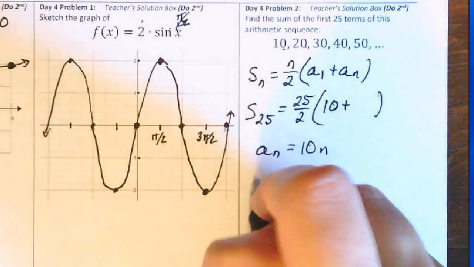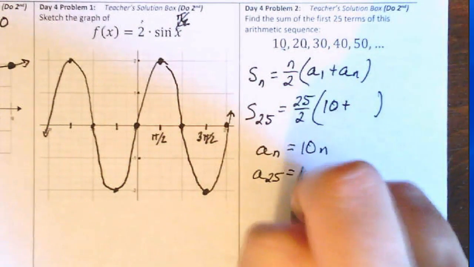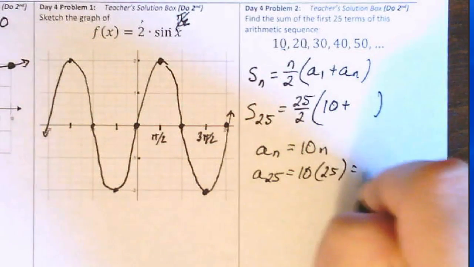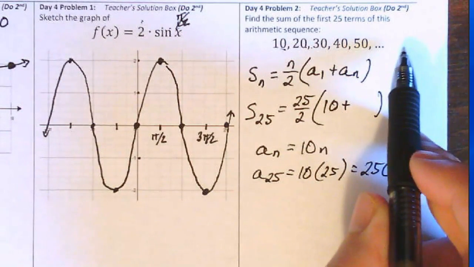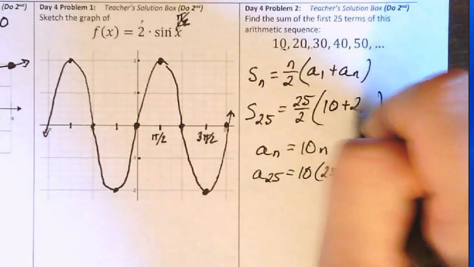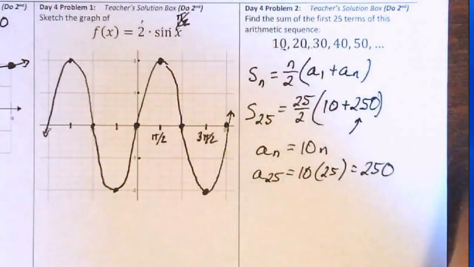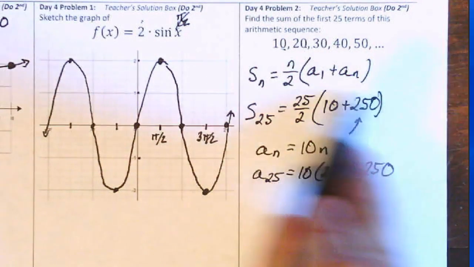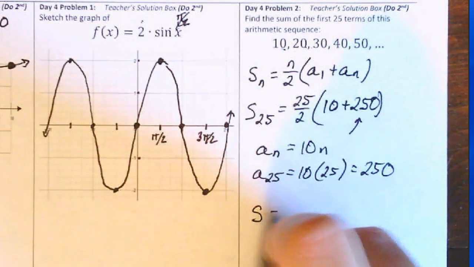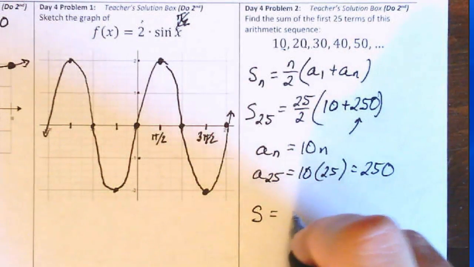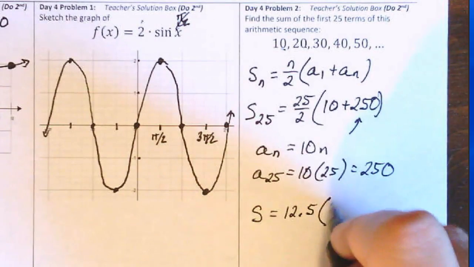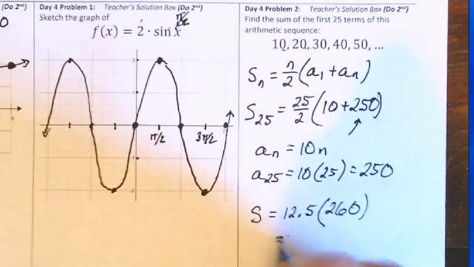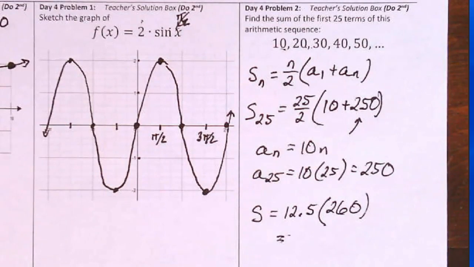We want to know the 25th term. And so 10 times 25 is 250. Following this pattern of numbers, the 25th term is 250. And that's what would go inside the parentheses right there. So let's now evaluate that sum formula. Our sum equals 25 divided by 2, which is 12.5, times 260. Type this on a calculator and we'll have the answer. The result is 3,250.